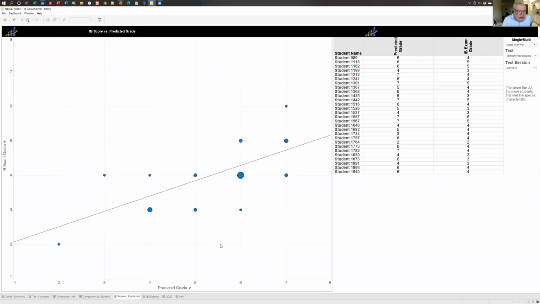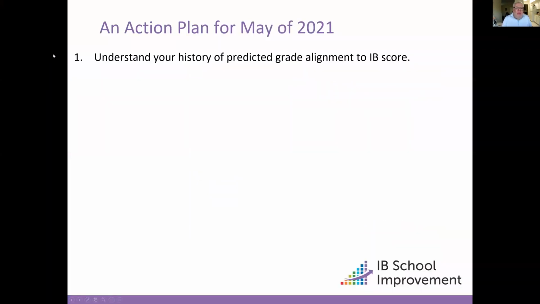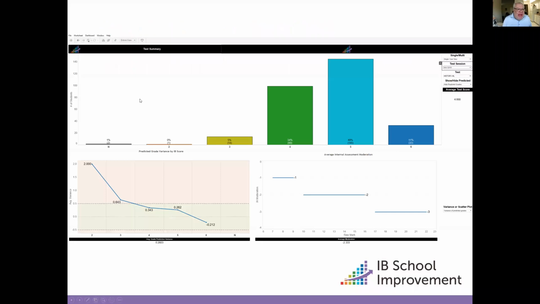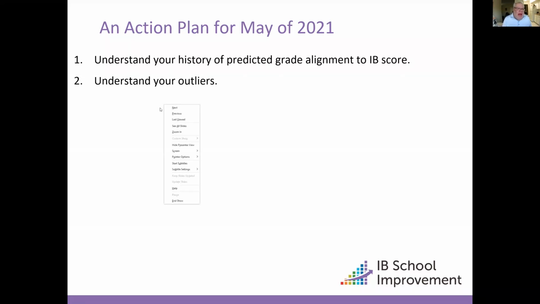Predictions like this will lead to lower allocations. And those allocations will seem out of alignment with teacher expectations. So the first thing to understand, let's go back here now. The first thing to understand is your history of predicted grades in alignment with IB. The second thing to understand is to understand your outliers. And let's talk about outliers.